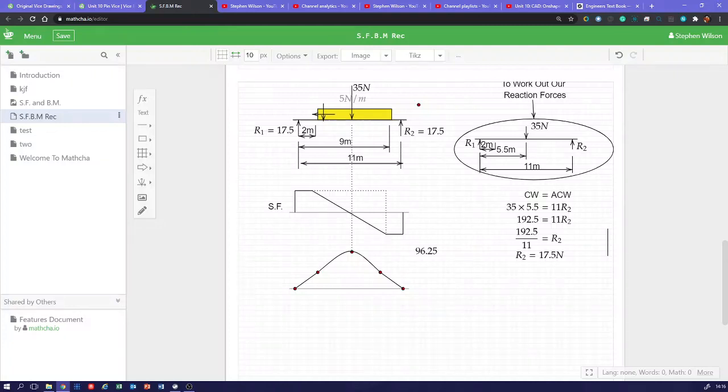We'll do lots of practice on this to get our heads around it. But hopefully that's enough to get us started. All right, thank you very much.